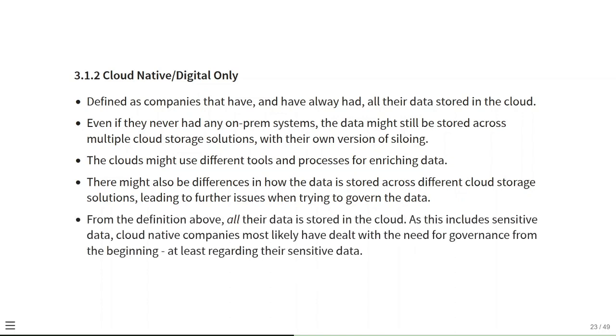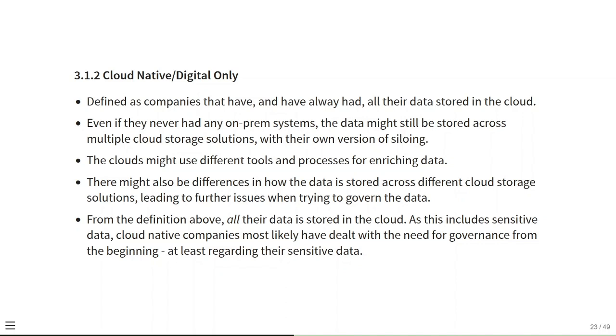From the definition above, all the data is stored in the cloud. And as this includes sensitive data, cloud-native companies most likely have dealt with the need for governance from the beginning, at least regarding their sensitive data.